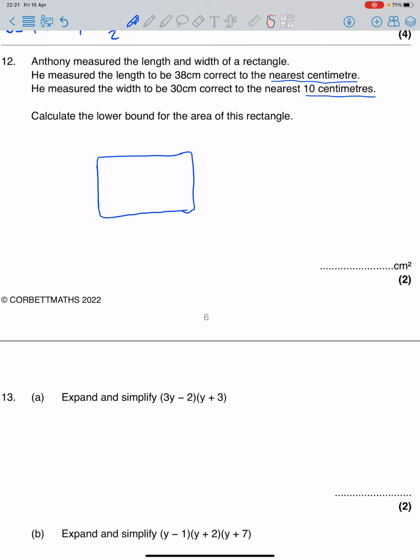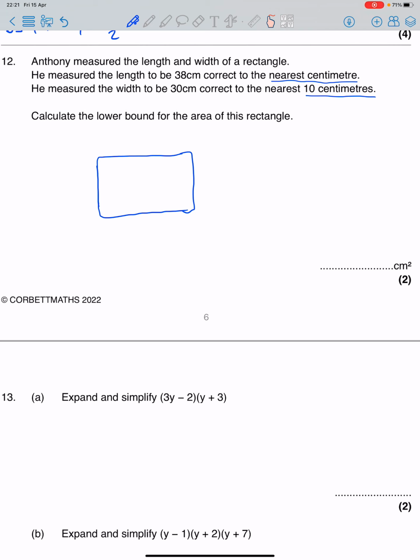Now, first of all, when we see information like this, that should be a clue that it's about bounds. In this question, they were kind because they said calculate the lower bound. But anytime you see this kind of information, our ears should be pricked up, and I'm suspecting that this is going to be about bounds.